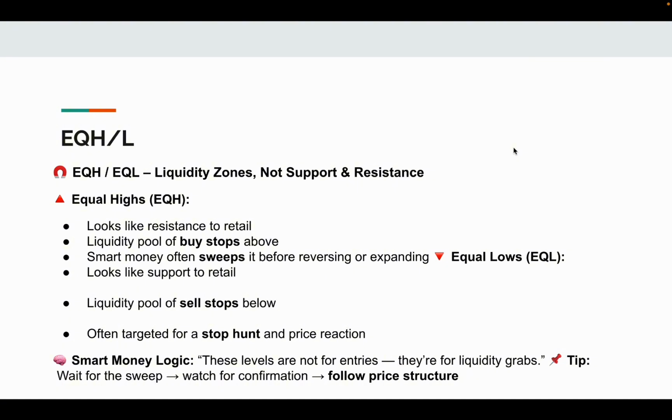Also for this episode, we're going to make a little document with some extra info, because I didn't tell everything about this. These are really big concepts: equal highs, equal lows, low resistance liquidity runs. I will send that tonight in the Discord.